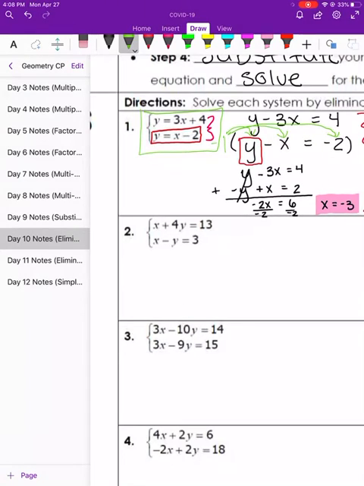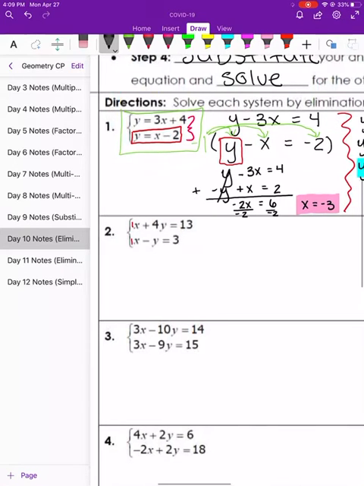Okay, so problem 2. I have my x's and y's both on the left, so I don't need to move anything. And I have my x's, y's, and numbers on top of each other, so I'm good there. Now I just need to choose which one to eliminate. I have an x and an x, and a 4y and a negative 1y. I think the x is going to be easier to eliminate because you already have both of the coefficients the same. I have a 1 and a 1, so all I need to do is change the sign on one of them. I'm going to make my bottom one negative.